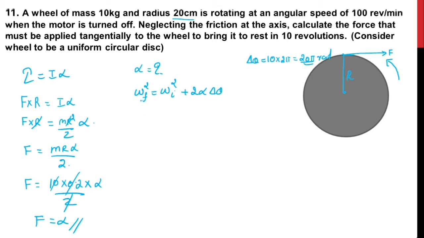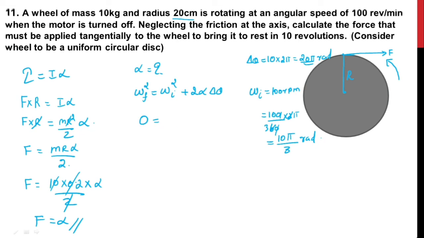So what is the final angular velocity? You can say the value is 0, because the disc is stopping after applying the force. Now you can substitute the value for the initial angular velocity. What is the initial angular velocity? Omega i is already given as 100 revolutions per minute, 100 rpm. So you can write this value as 100 revolutions per minute, into 2 pi over 60 seconds, and you will get the answer in rad per second. So what is the answer here? 10 pi by 3 rad per second.